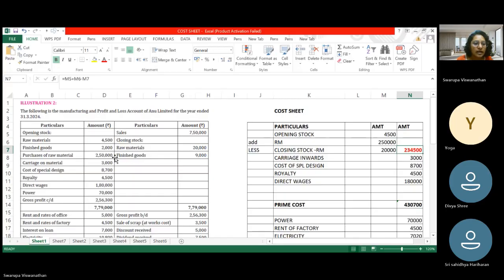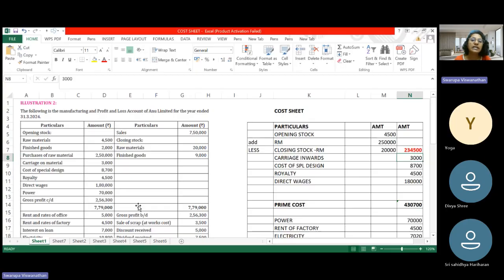Then what are the direct material, direct wages, direct expenses? Carriage on material, carriage inwards. Carriage inward is a direct expense. It is part of prime cost. So we are adding carriage inwards 3,000 rupees. Cost of special design, and royalty.